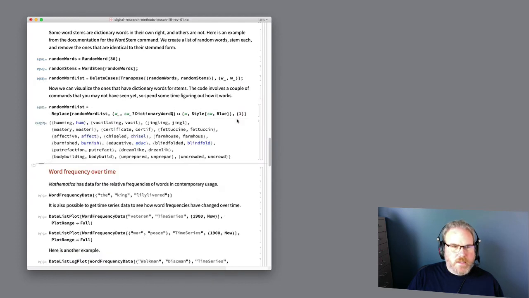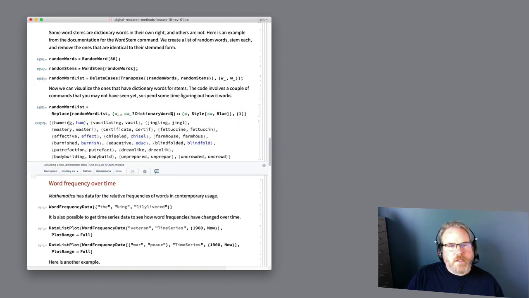Now that I've created this list, I can look up the words and see if the stem of the word is also a dictionary word. So humming has hum as its stem. They're both dictionary words. Vacillating returns vassal as its stem, not a word. Same for jingle, and so on. Chiseled returns chisel as its stem, also a dictionary word.